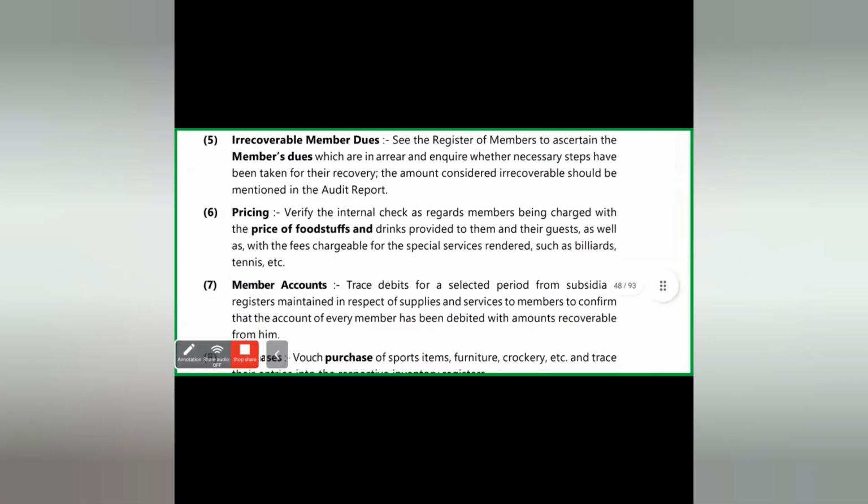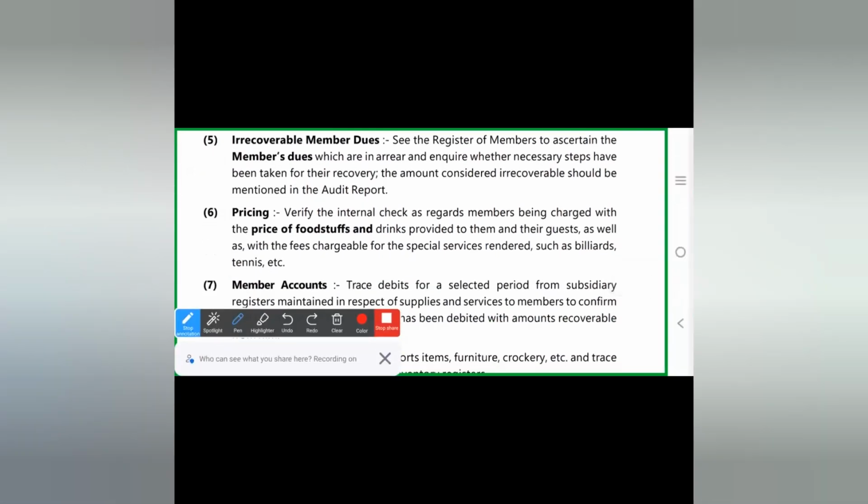Irrecoverable member dues: see the register of members to ascertain the member dues which are in arrears and inquire whether necessary steps have been taken for the recovery. Also, the amount considered irrecoverable should be mentioned in the audit report.